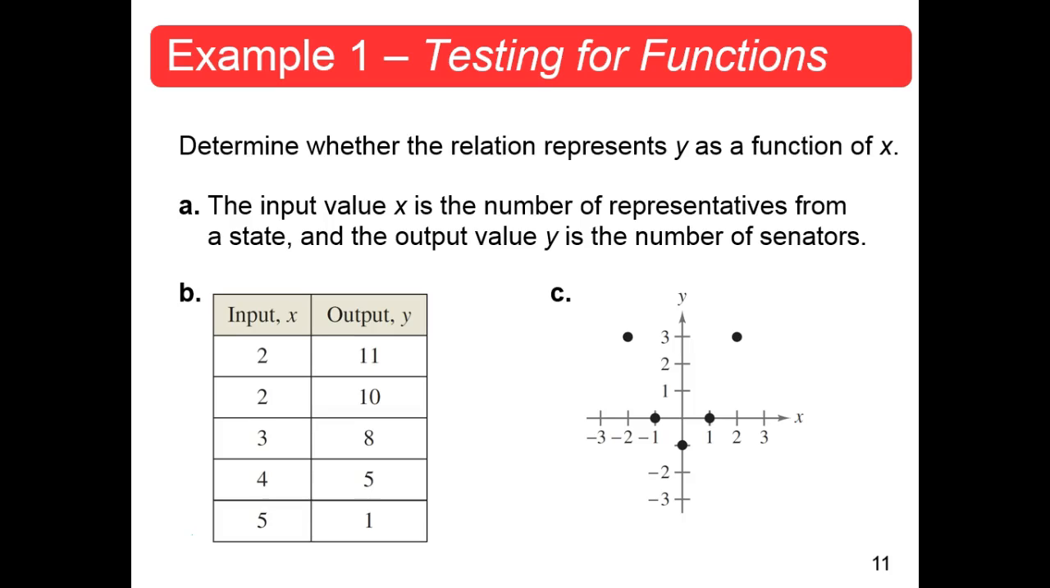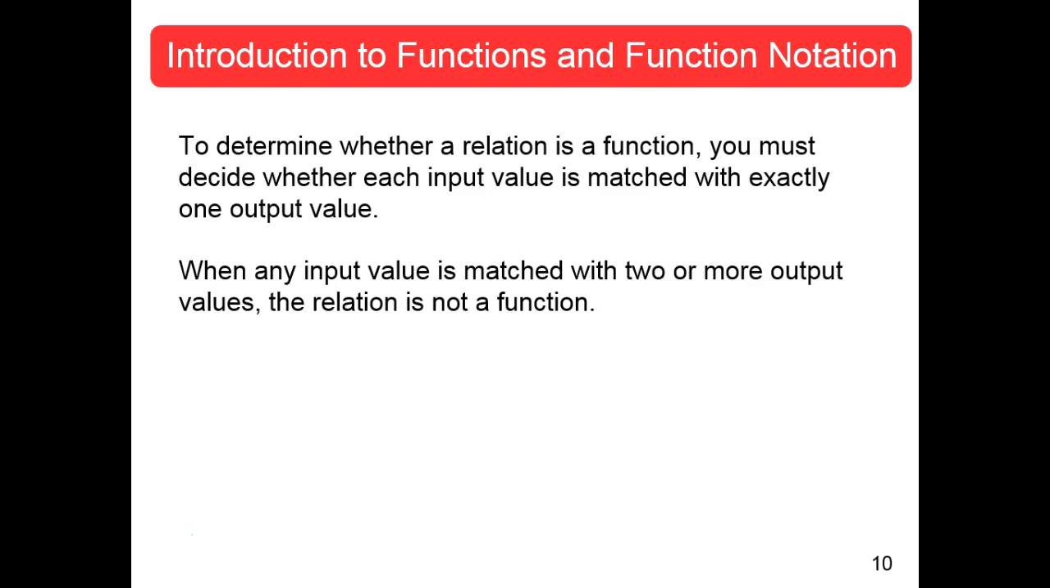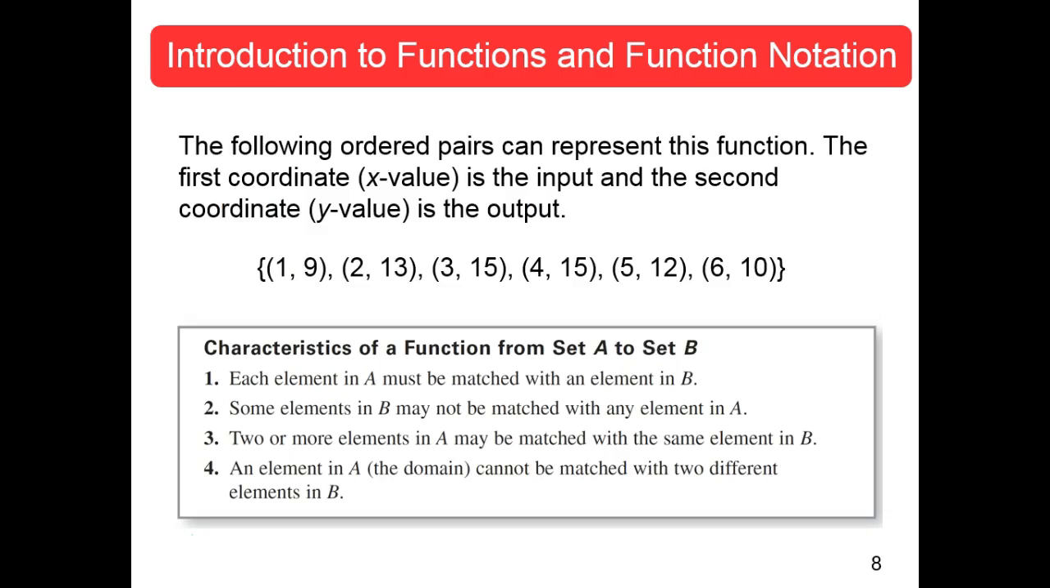Like, let's go back here. This one. If I had listed 1, 9, 2, 13, 3, 15, 4, 15, 5, 16, 6, 10, 2, 13. If I had listed that, I listed 2, 13 twice, so you had 2 2s there, but they had the same output. That's okay. If that next 2 out here would have had a different output, not a function.